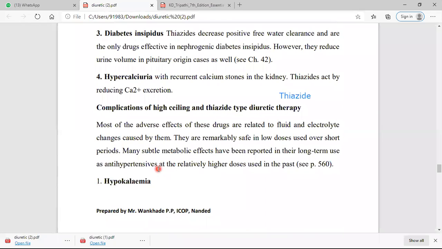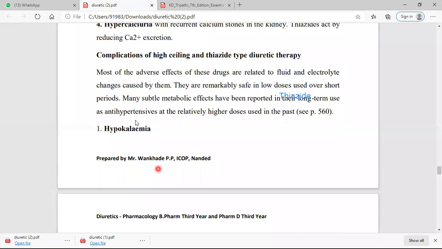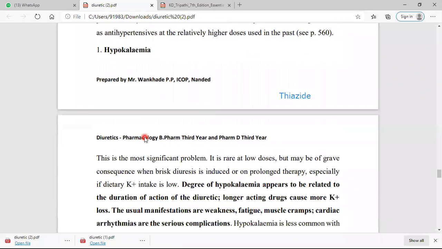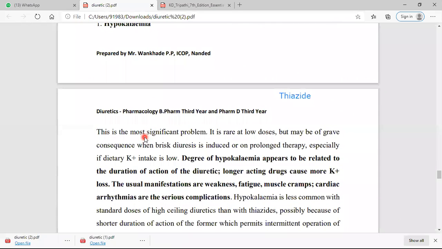Now, complications and adverse effects, which are commonly asked in the examination. Okay, the first is hypokalemia, because it causes excretion of potassium and hence causes hypokalemia. The degree of hypokalemia appears to be related to the duration of action of the diuretic. Longer acting diuretic drugs cause more potassium loss, and due to that it may cause weakness, fatigue, muscle cramp, or cardiac arrhythmia as a serious complication.